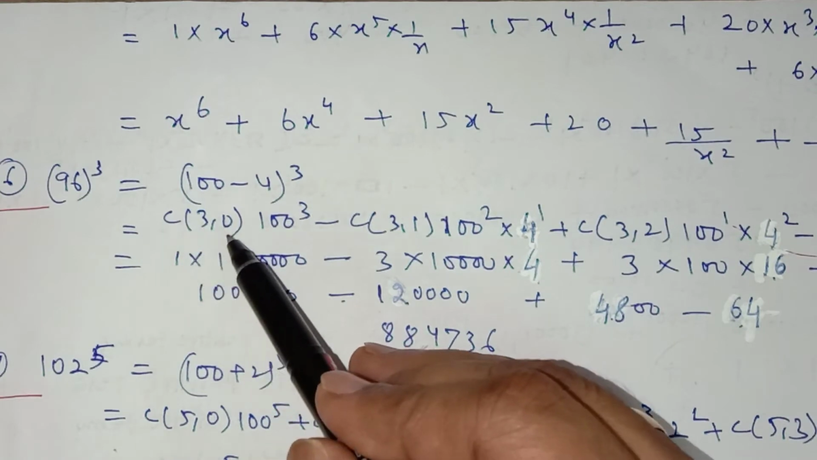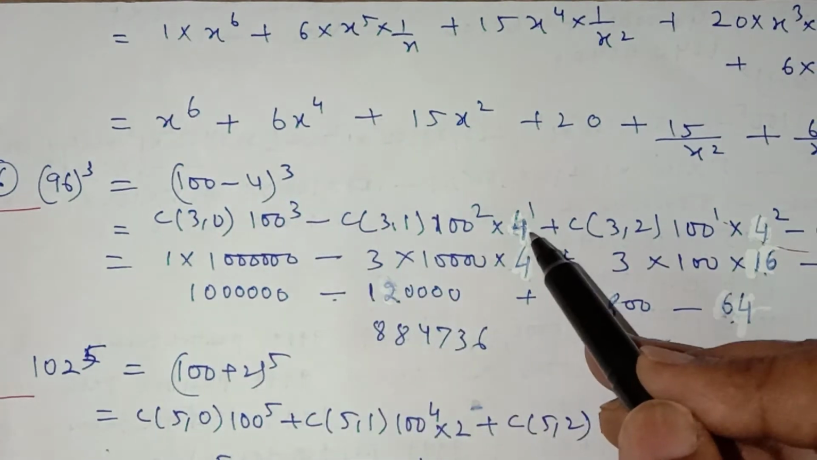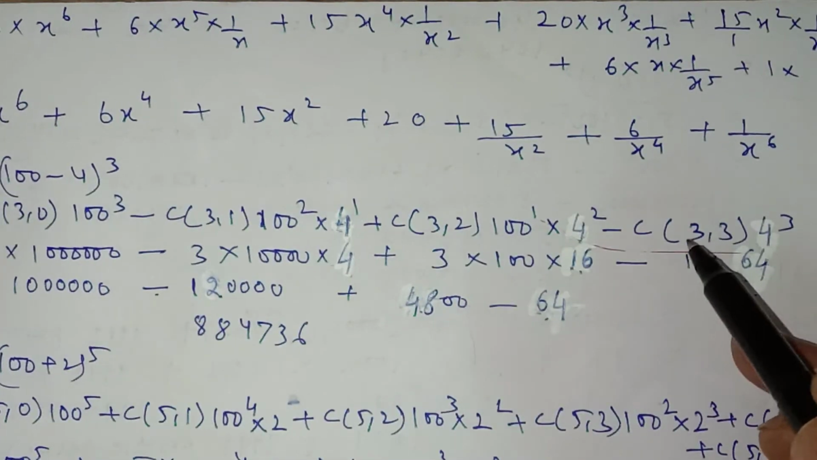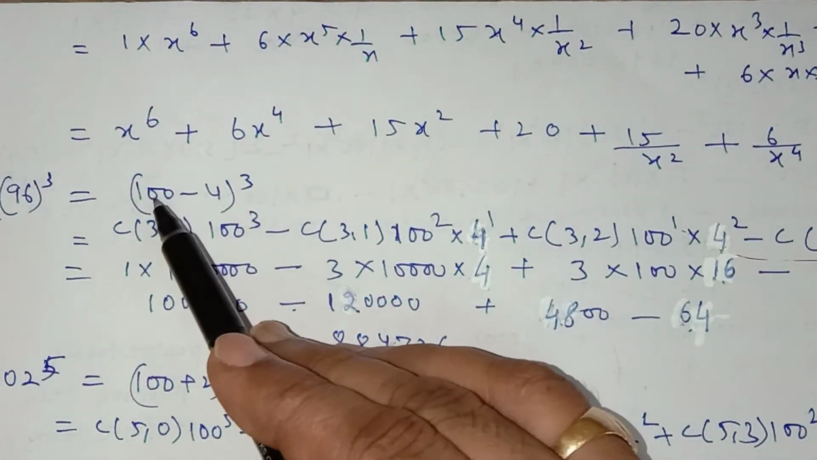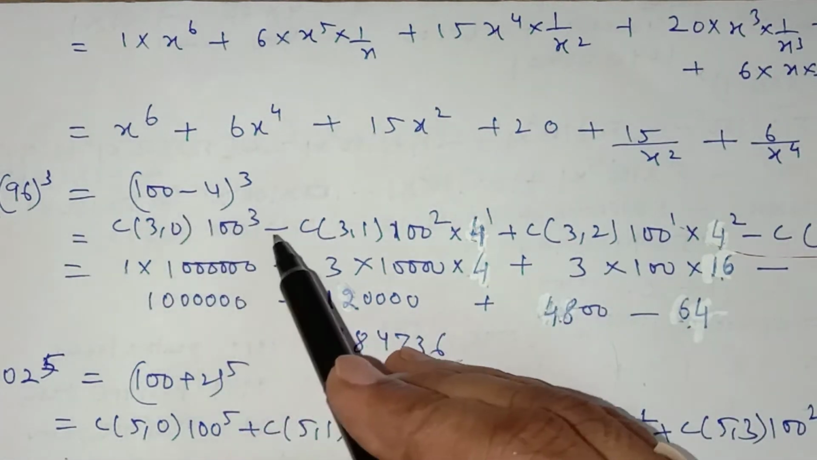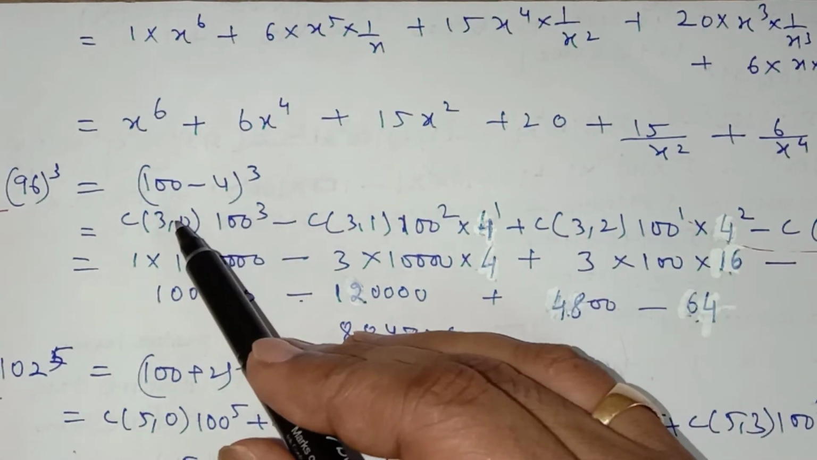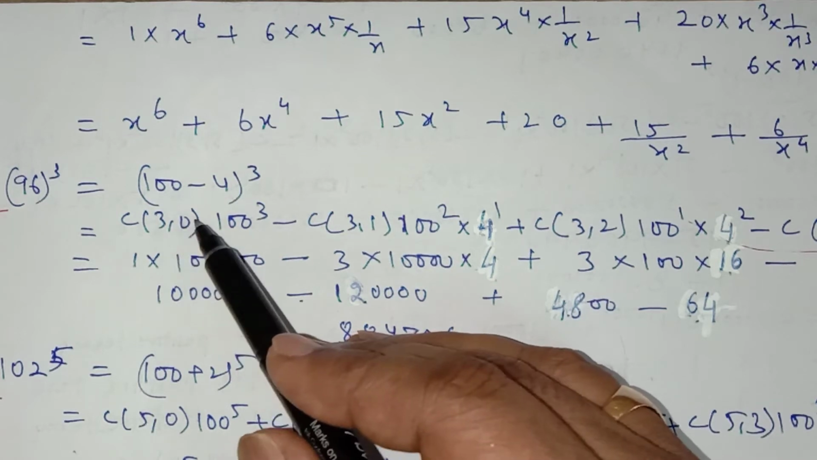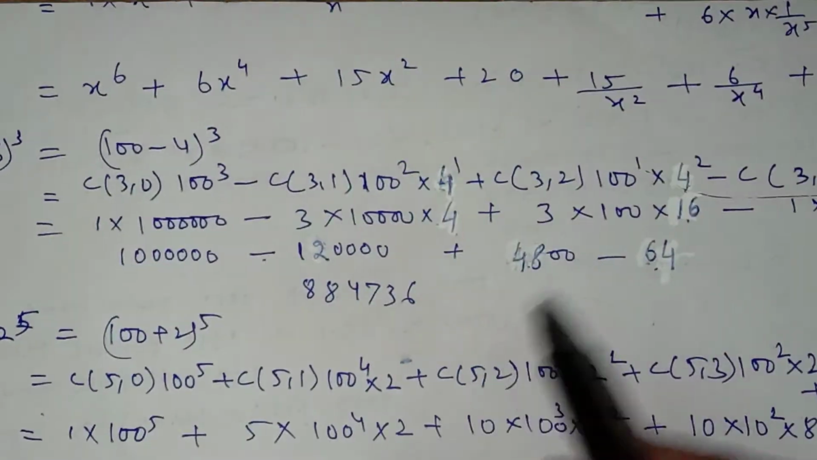So combination of 3 0, 100 raised to power 3, combination of 3 1, 100 raised to power 2, 4 raised to power 1, combination of 3 2, 100 raised to power 1, 4 raised to power 2, minus combination of 3 3, 4 raised to power 3 and 100 raised to power 0. The power of 100 will go on decreasing, the power of 4 goes on increasing, because we have the minus sign. The first was positive, then negative, positive, negative, and so on. You know to solve using the formula of the combination, that is combination of 3 0 will be 1, 100 raised to power 3, and simplify, arrange the negative and positive terms and find it.